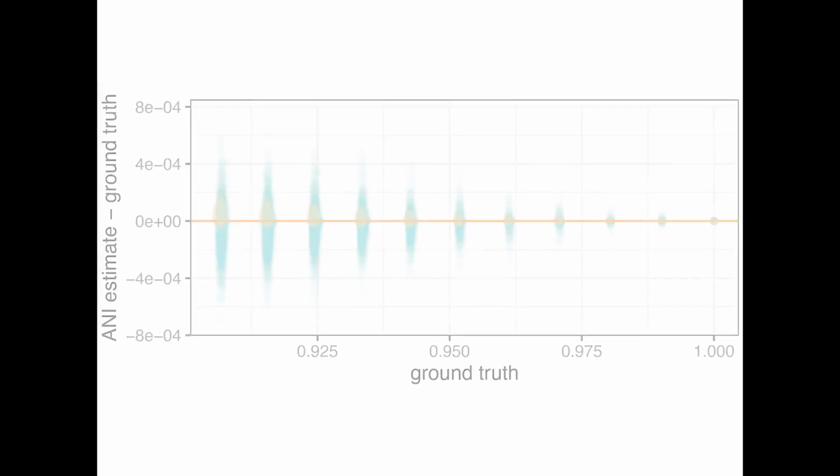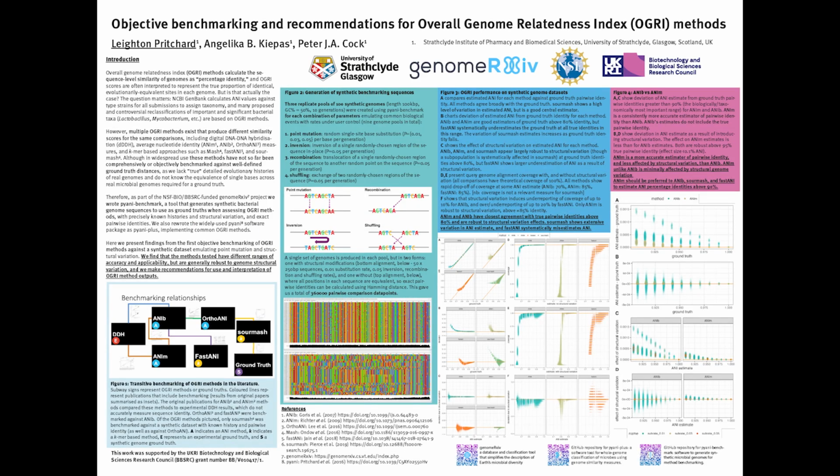I hope you enjoyed this introduction to our work. We didn't have time here to look at all the results we show, so please do have a read of our poster to find out more, including how the performance of all of these methods changes when structural variation is a factor in genome evolution, and how well each method estimates alignment fraction, also known as genome coverage.